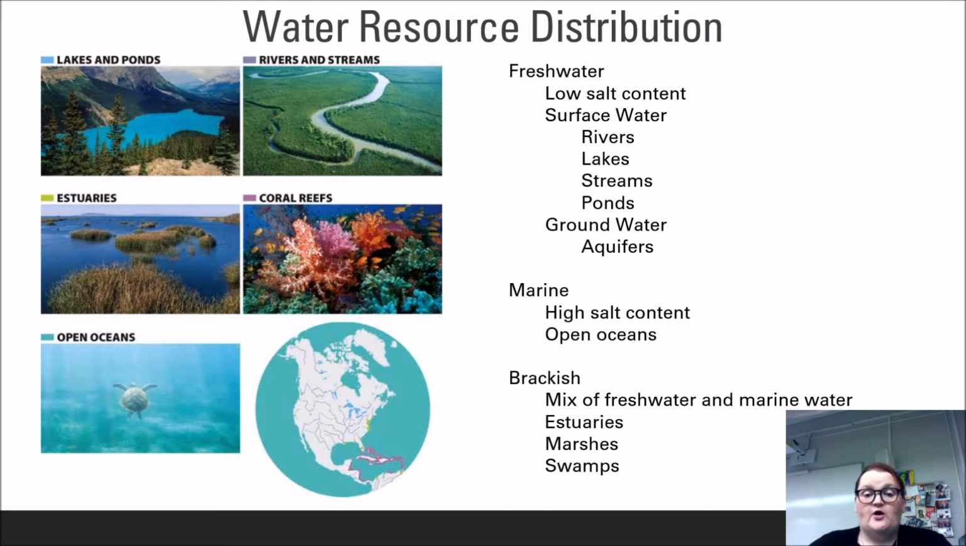Freshwater aquatic biomes are most likely going to be rivers, lakes, streams, and ponds. Some organisms do live in aquifers, but they are microscopic. Marine ecosystems include the open ocean and a very small number of saltwater marshes. Brackish water makes up the rest of them: estuaries, marshes, and swamps.